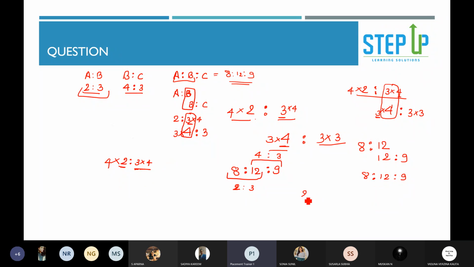One more thing, 2 is to 3 and it is given 4 is to 3. If there are only two numbers, I can just multiply like this. 4 into 2, 8, 4 into 3, 12 and 3 into 3 is 9. That's it. Fine.